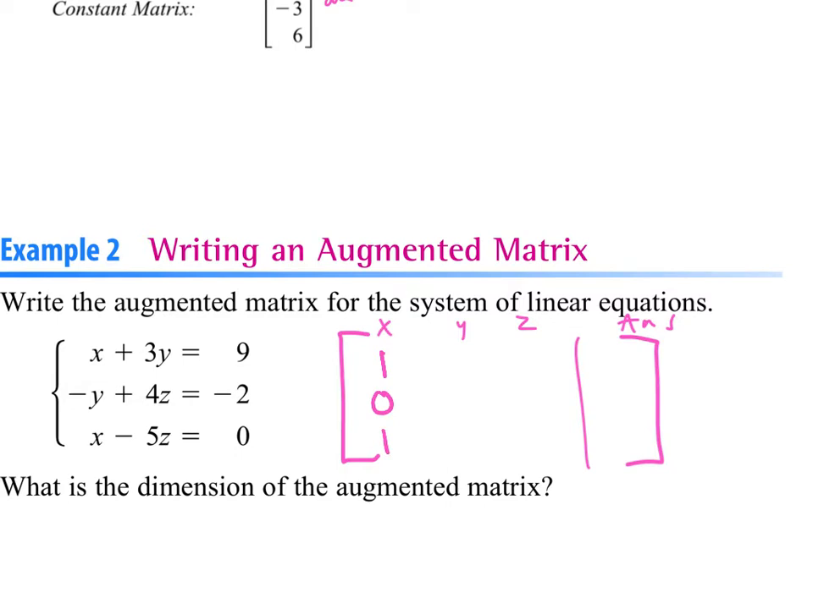Now let's move on to our y's. What would the coefficients be in our y column? 3. What's next? -1, because it's a negative y. And then what's next? 0. Perfect. And then the z's. What comes first? 0, then 4, and then -5. Awesome. And then we just put our answers: 9, -2, 0.